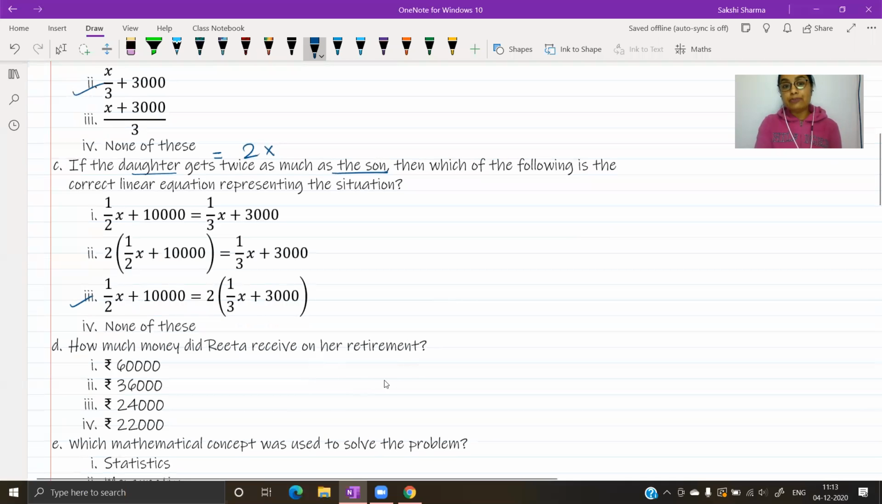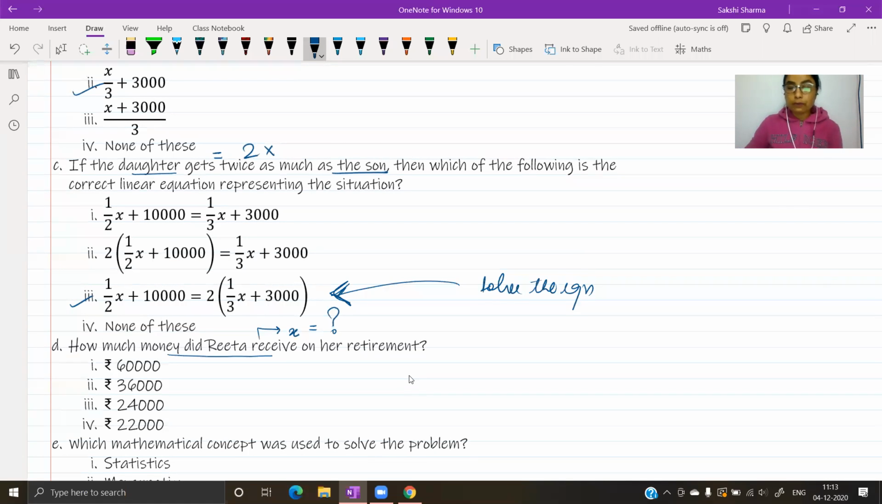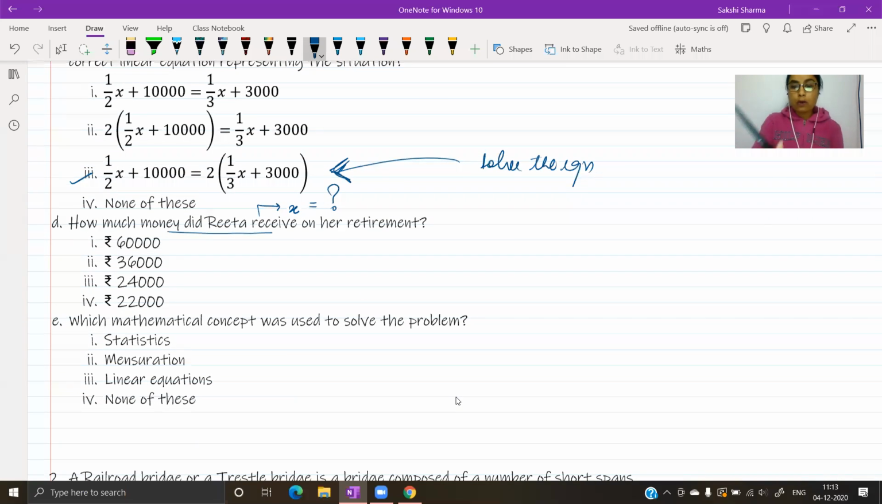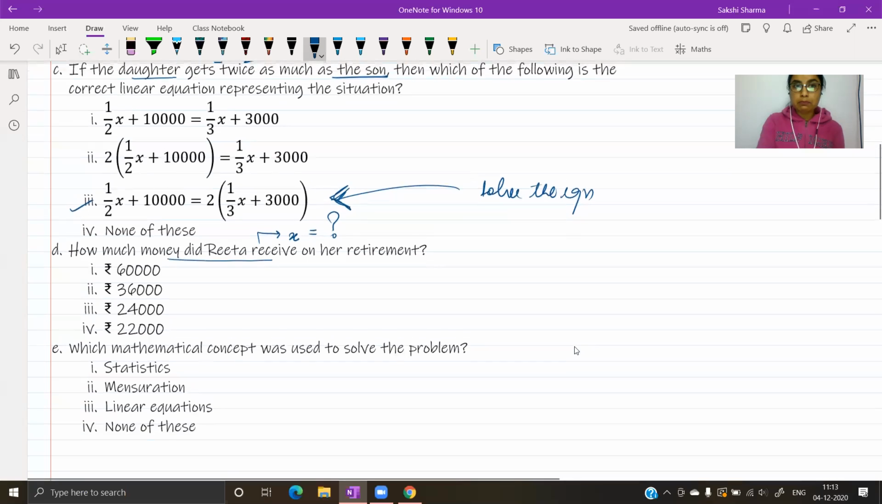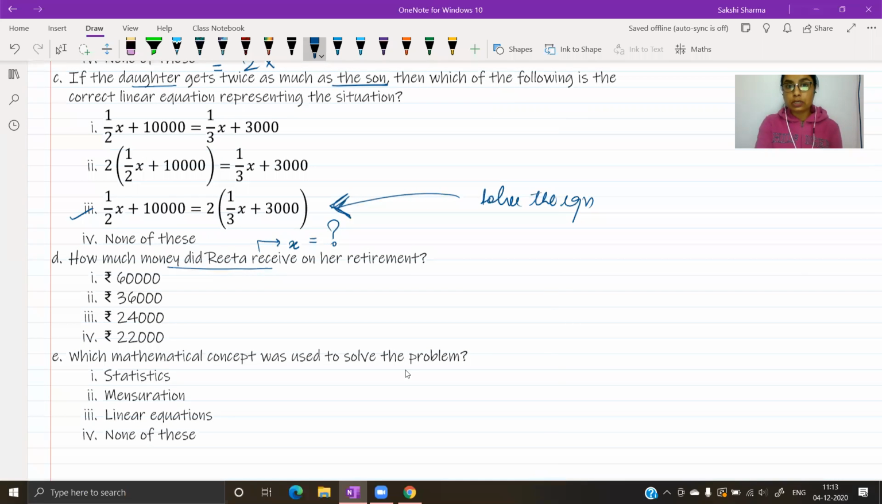And then finally, how much money did Rita receive on her retirement? So money received by Rita was represented by X. So we want to find out the value of X. You will have to go back to part C and solve the equation in order to decide which of these 4 is the correct answer. I'm going to give you a little time. I want you to try and solve this equation from part C. In part C you have marked the third option as the right equation. So solve that equation, find the value of X, and pick the correct answer from part D.